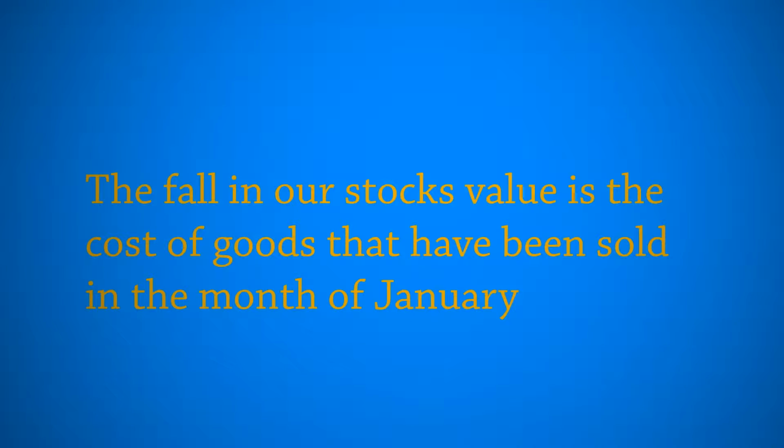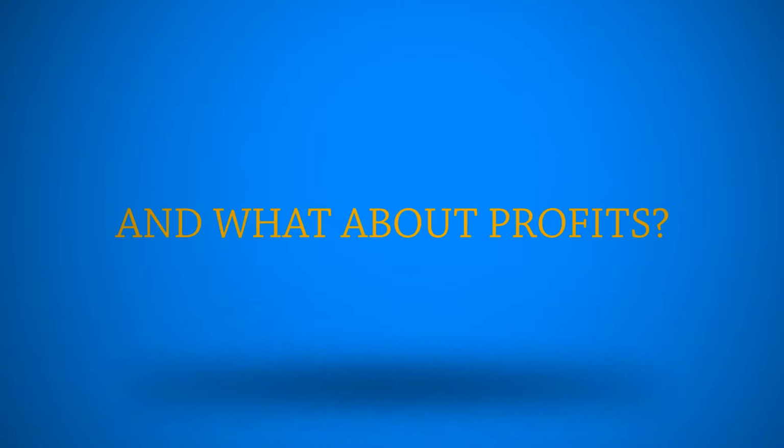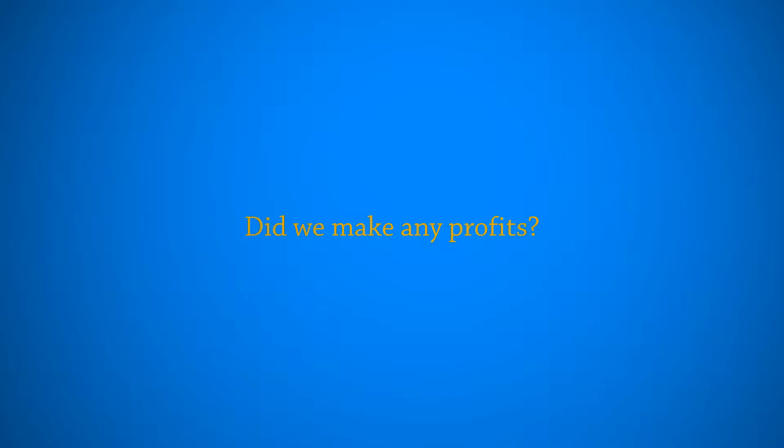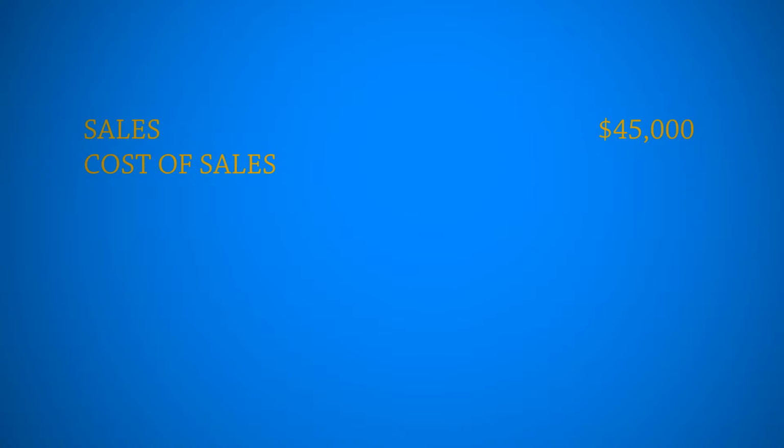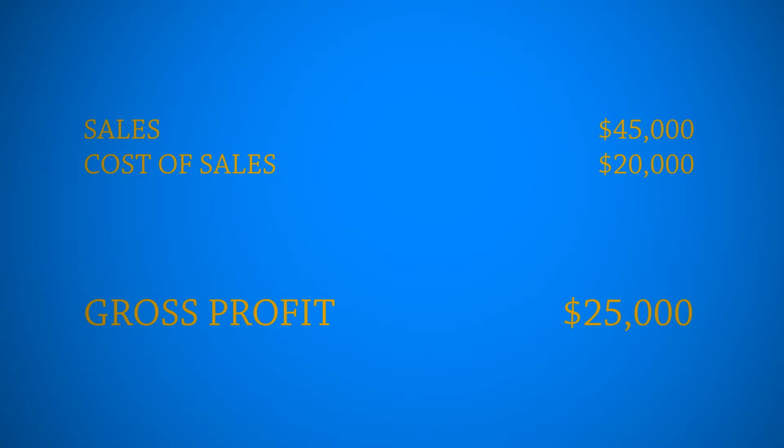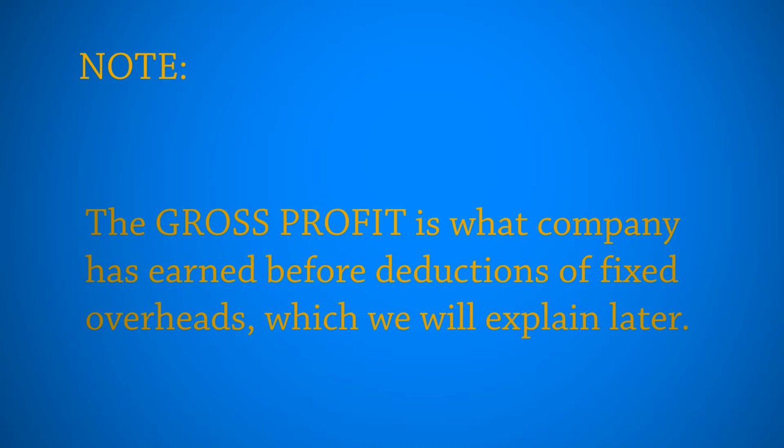In other words, the fall in our stock's value is the cost of goods that have been sold in the month of January. Do you follow? And what about profits? Did we make any profits? We must know how to compute our gross profit. Now, our sales is $45,000, and we know that the cost of sales is $20,000. If we take our sales and subtract the cost of sales, we have our gross profit. Note, the gross profit is what the company has earned before deductions of operating overheads, which we'll explain later.